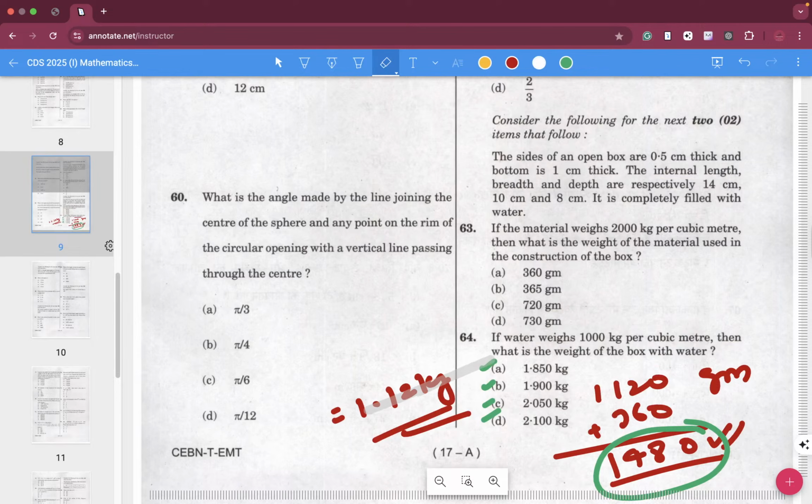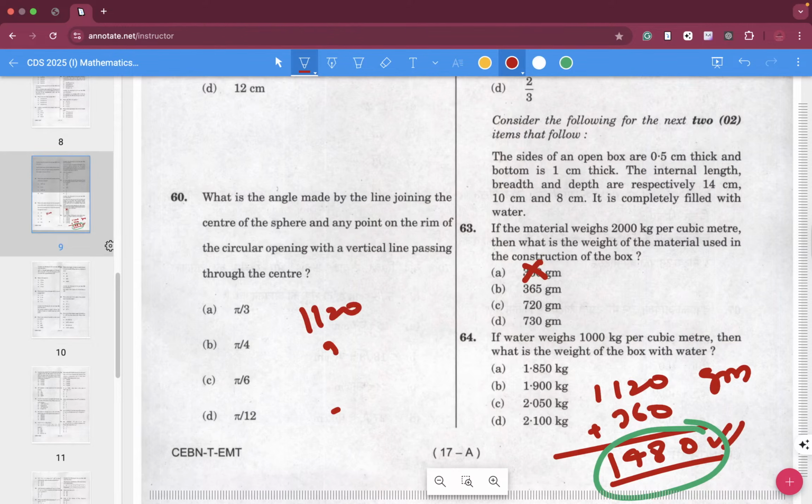Okay, but you see that we don't have such an option, right? 1480, right? So for this, 360 is not the answer, that is for sure. Now 1120 plus 365, how much is that? 1485. Unfortunately we don't have this option over here as well. 2085, that means 2 kilo and 85 grams, is also not there in your options, folks, which means this is also not your answer.